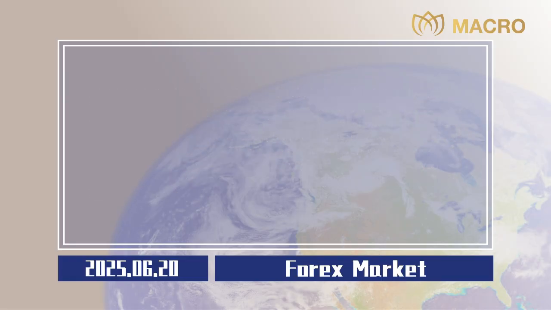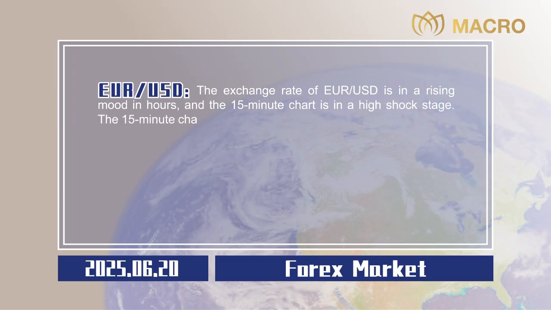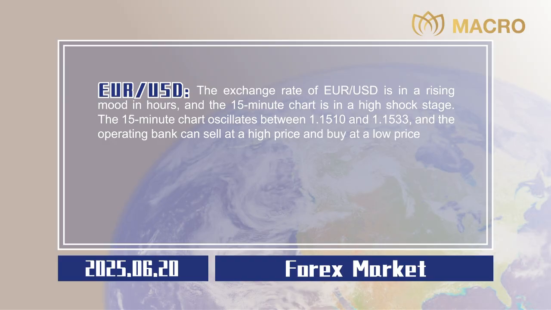Forex market. Euro to US dollar. The exchange rate of euro to US dollar is in a rising mood in hours, and the 15-minute chart is in a high shock stage. The 15-minute chart oscillates between 1.1510 and 1.1533, and the operator can sell at a high price and buy at a low price in this interval.